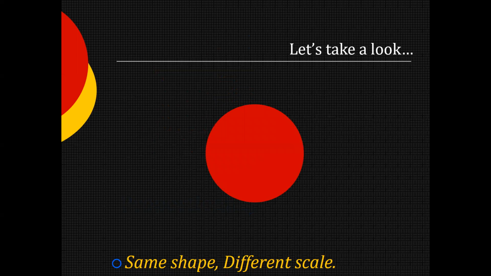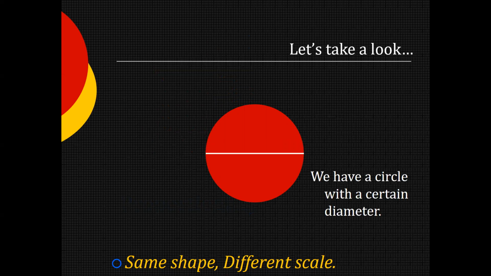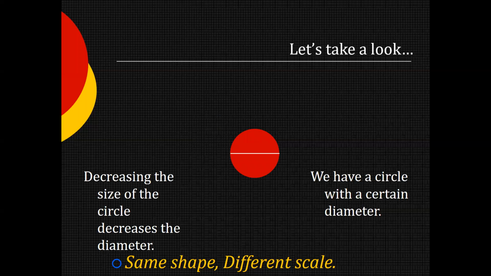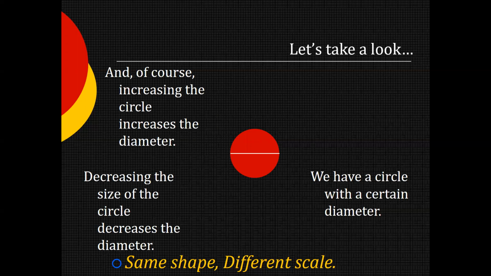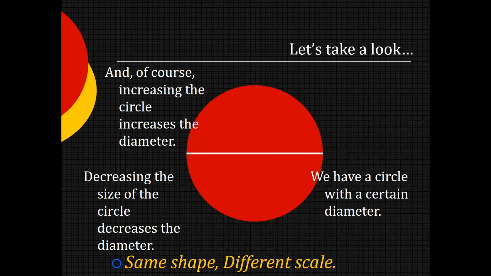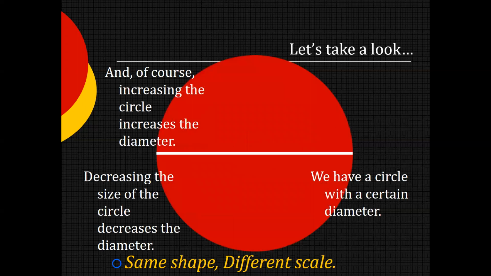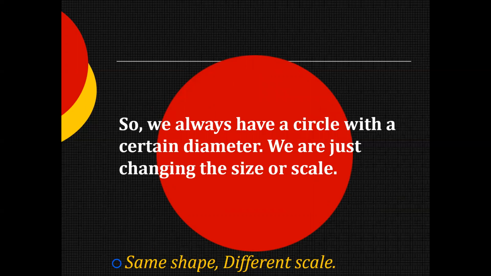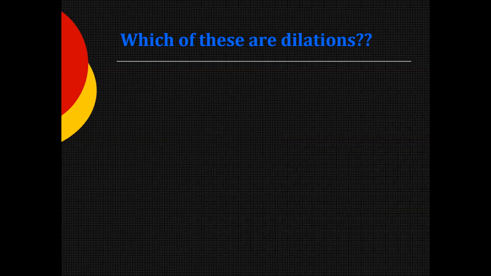So let's take a look. Here's a circle. This circle has a specific diameter, but we could shrink that circle, which decreases the size of the circle, but it also decreases the diameter. So here's a similar circle, but it's smaller than the original. And of course, if we increase that again, it would increase the diameter as well. So we could have enlarged the original. So we always have a circle with a certain diameter. We're just changing the size of that circle or the scale.